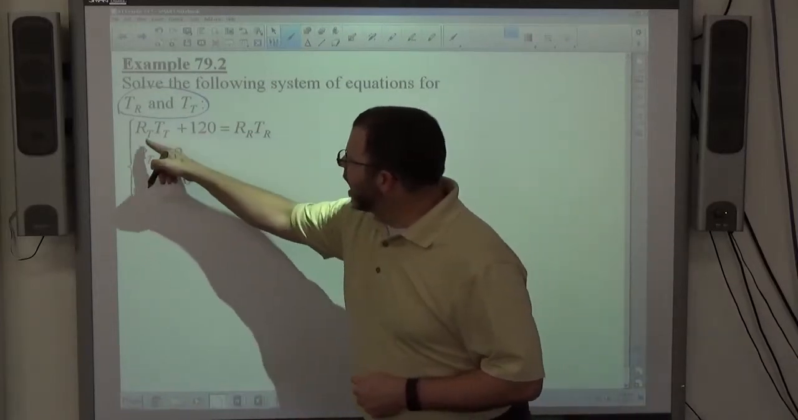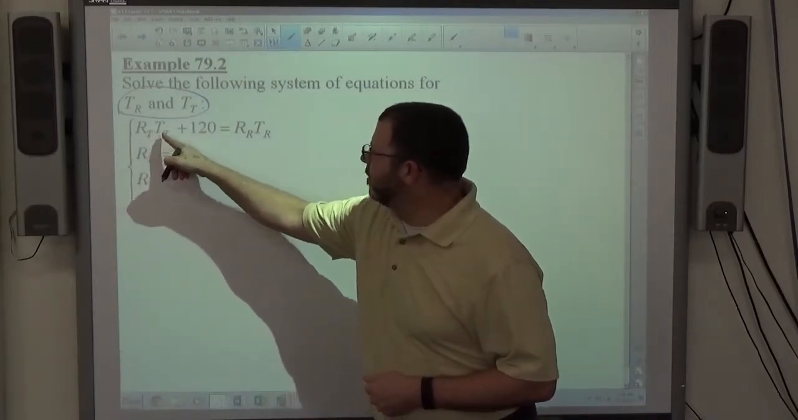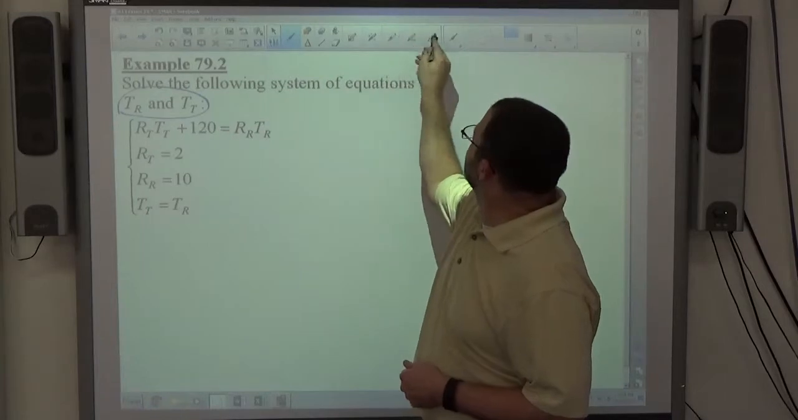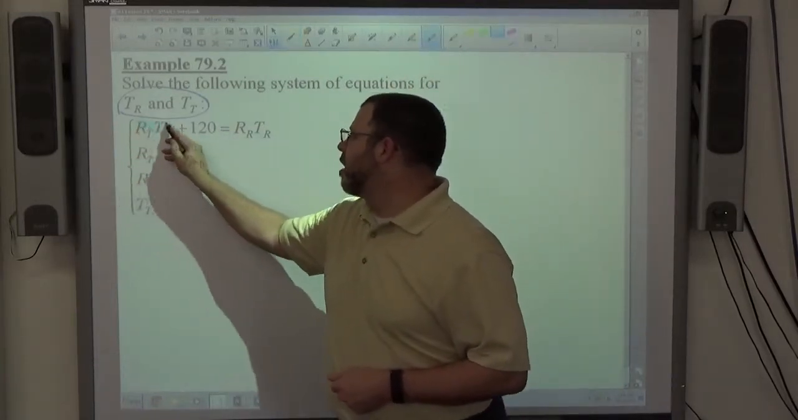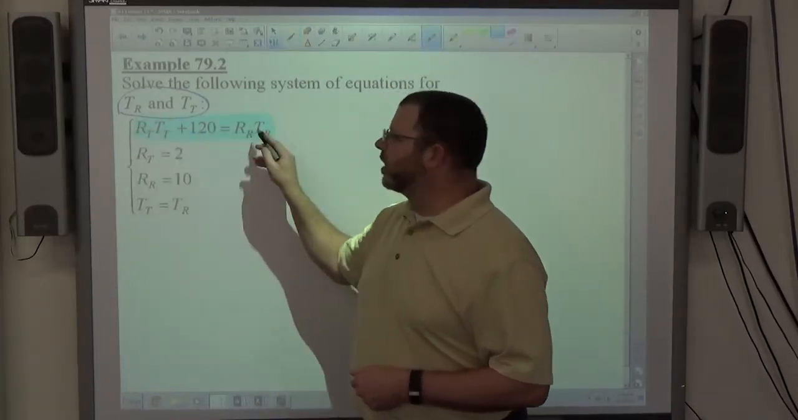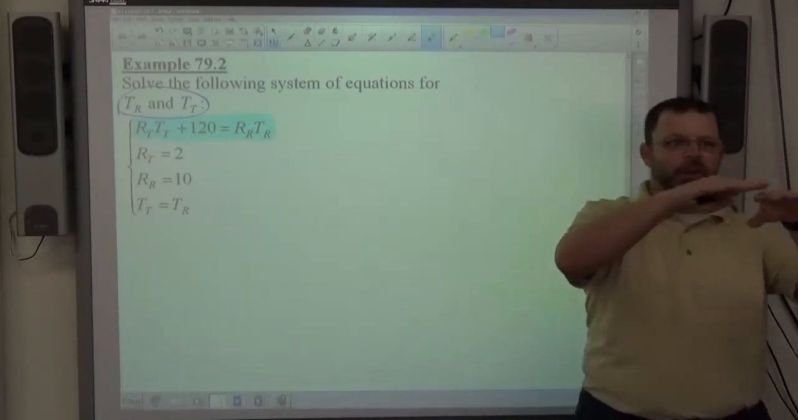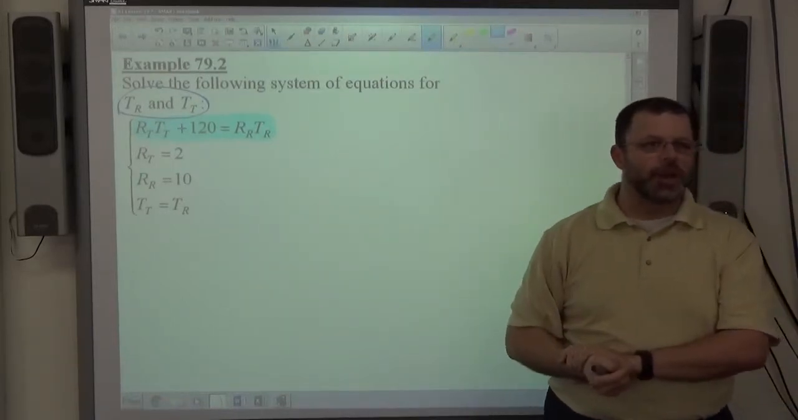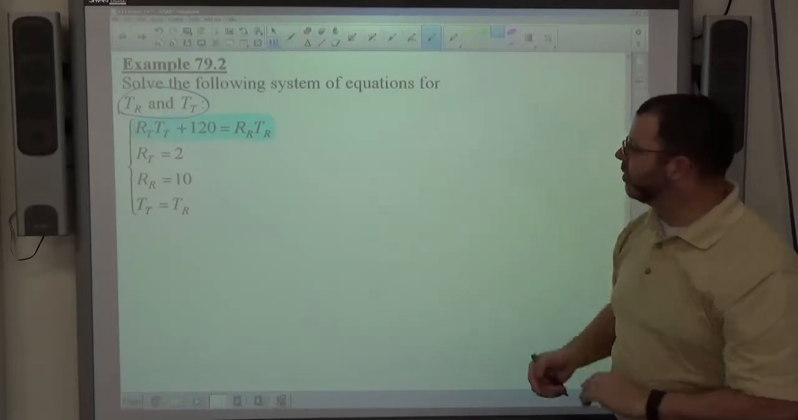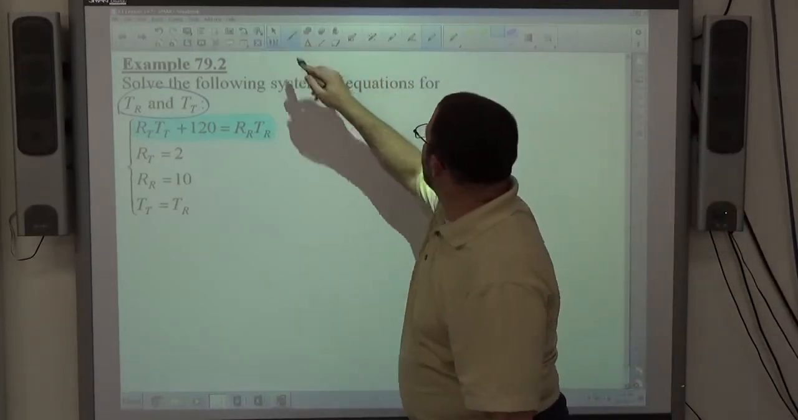Notice the top equation, r sub t, t sub t, r sub r, t sub r. It's always the top equation. In the book they write them horizontally. They'll put the first equation, comma, the second equation, comma, the third equation. The first equation is always the main equation. They're pretty standard about that.